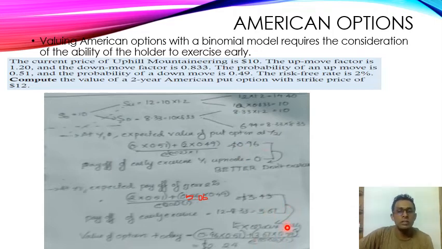So 3.67 into 0.49 plus 0.96 into 0.51, and I'll be bringing it back to now by discounting with e raised to 0.02 into 1. Which gives us $2.24, which is our value of the option. So this is how we value an American option using the binomial tree.